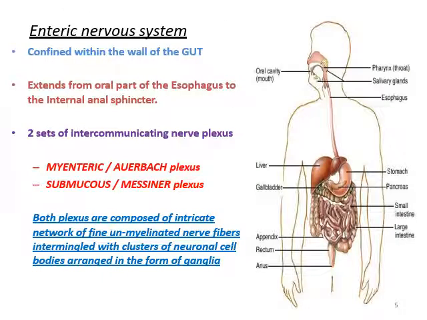So, enteric nervous system is confined within the wall of the gut, and it extends from the oral part to the anus through all of the sphincters, and it brings about its action through intercommunicating nerve plexuses. One is the myenteric plexus, which is also called the Auerbach plexus, and the second one is the submucous plexus, also called the Meissner plexus. Both of these plexuses are composed of an intricate network of unmyelinated nerve fibers intermingled with clusters of neuronal cell bodies, which are arranged in the form of ganglia.